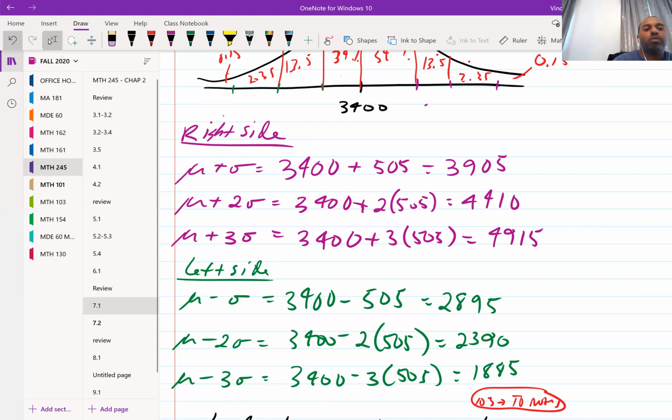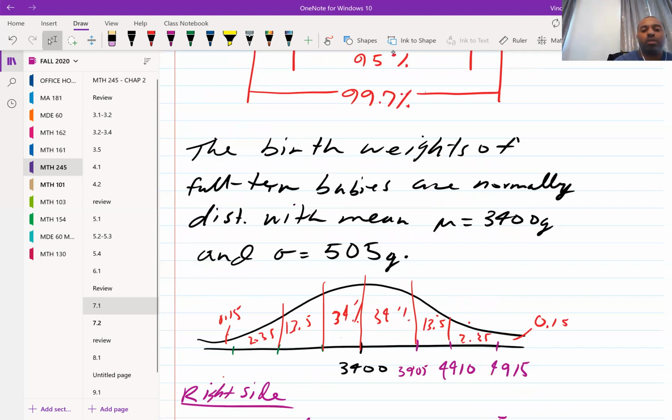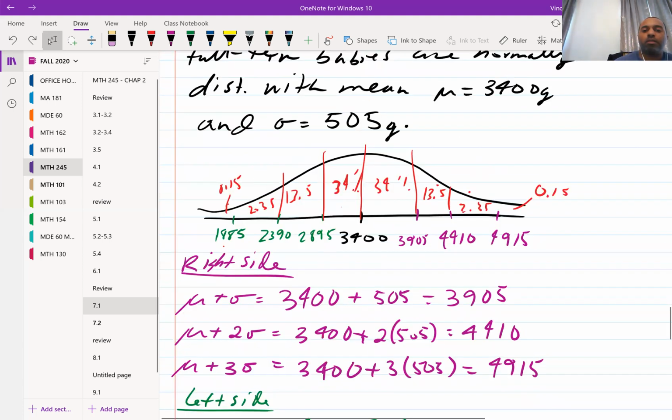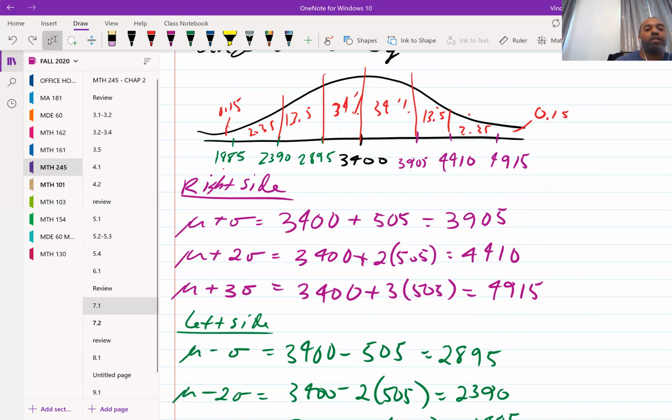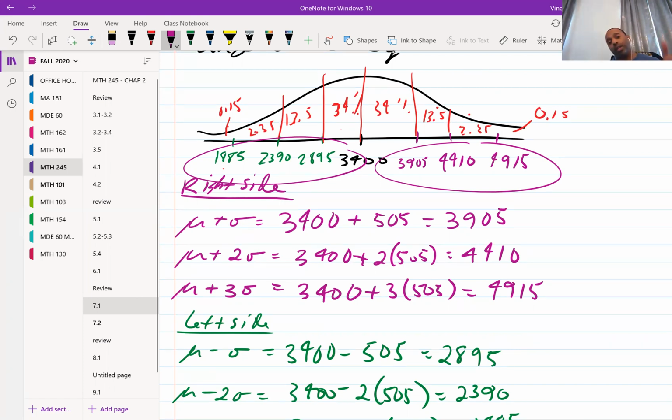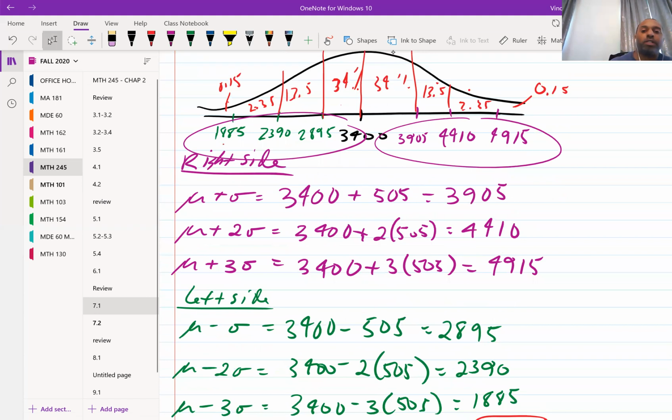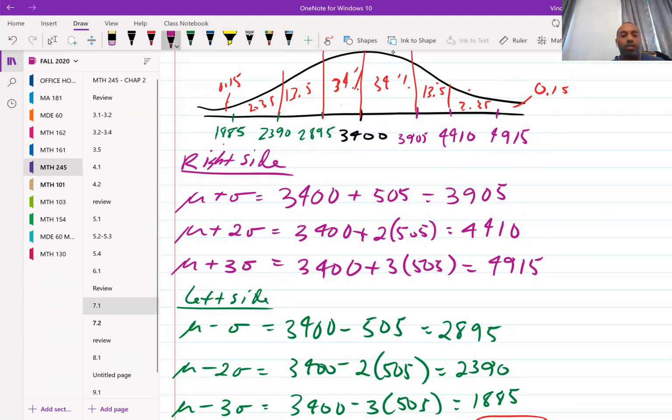All right. So then you would just put those in the chart. You'll see right here. Put them in there accordingly: 3,905, 4,410, 4,915, and then going to the left: 2,895, 2,390, 1,885. And once again, those percentages up there are fixed. And in the next one, you'll see how those percentages will help us to determine certain things or come to certain outcomes.